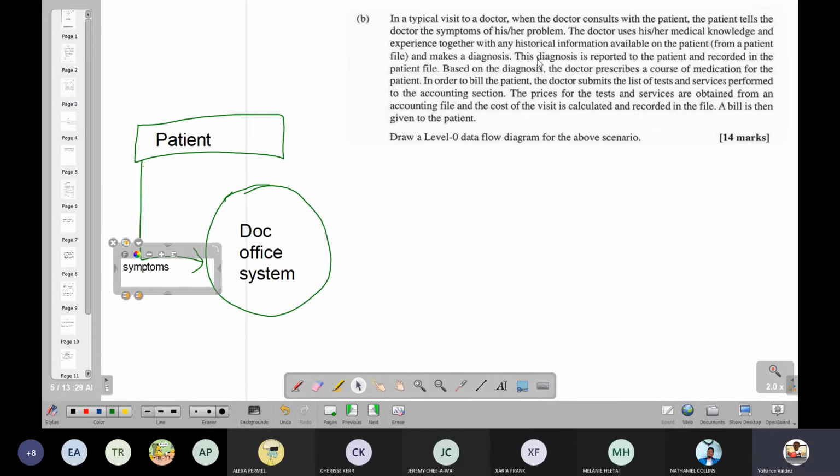What else does the patient tell the doctor? Well, nothing at this point. The doctor uses their medical knowledge along with any historical information. So historical information is something saved from a patient file, right? And the diagnosis is reported to the patient. So that comes out of the system to the patient, a diagnosis.